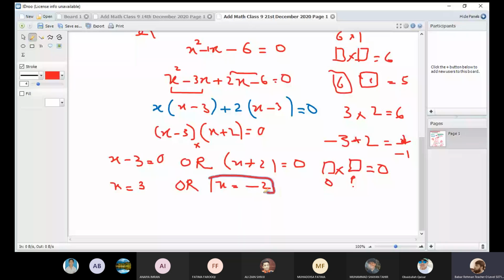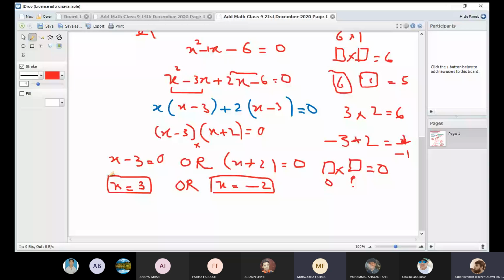Again, I am telling you, some students stop working here. Still more working is required. What is that? Can anybody tell me? Sir, substitute the values in the equation. Yes, one more step is required. Find the final solution: substitute both the values in an equation.